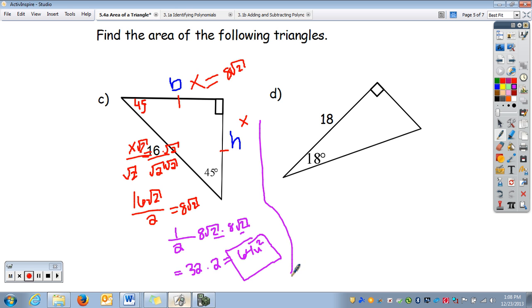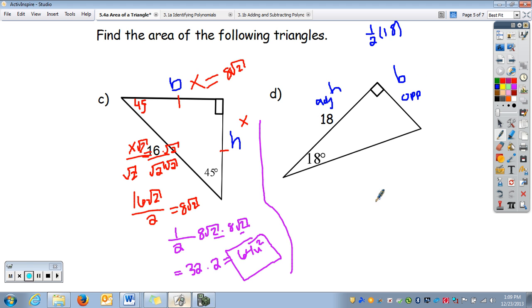Alright. Now let's look at D. D, we have an angle that's not 30, 60, or 45, so I'm going to have to use trig. 18 is my adjacent side. And I have a right angle here, so this is my opposite side. And then one of these is my base, and one of these is my height. So I need to find my base so I can figure out the area, because so far what we have is 1/2, and then we have an 18.